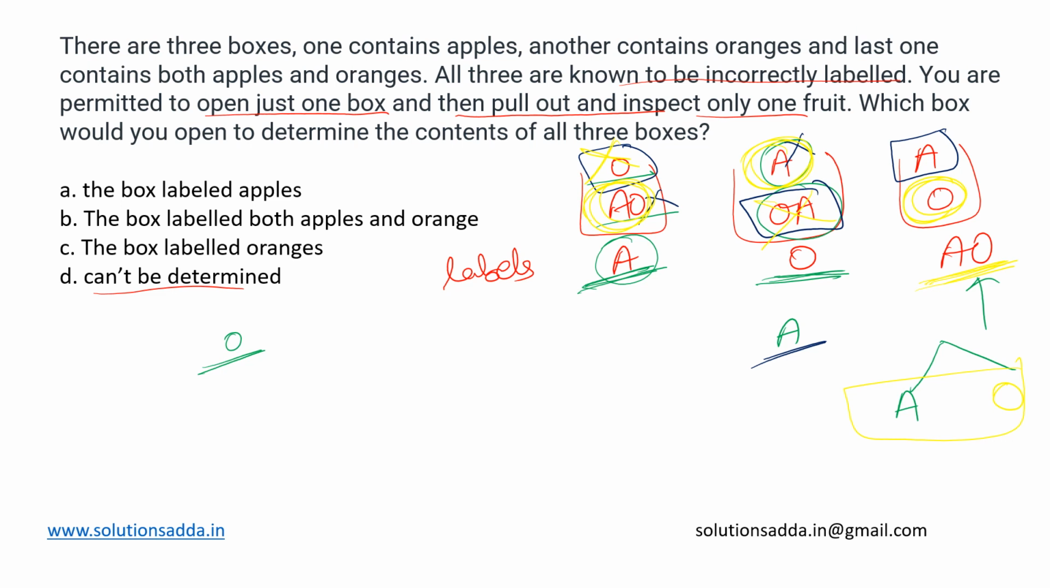So we should open the last box labeled both apples and oranges, and then only we can in just one go correctly determine the contents of all the three boxes. So yes, it is possible, and we would go with option B.